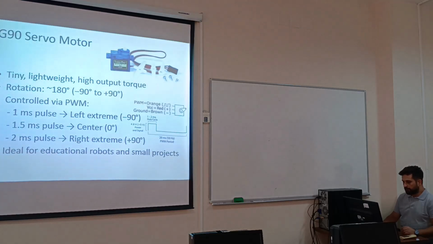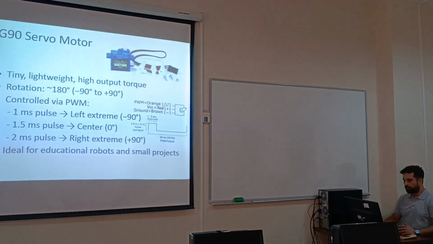Each SG90 servo can rotate approximately 180 degrees, from about -90 degrees to +90 degrees, controlled entirely through PWM, Pulse Width Modulation signals. The control principle is straightforward. A PWM pulse of about 1 millisecond drives the servo to its leftmost position. A pulse of 1.5 milliseconds centers it, and a pulse of around 2 milliseconds moves it to its rightmost position.